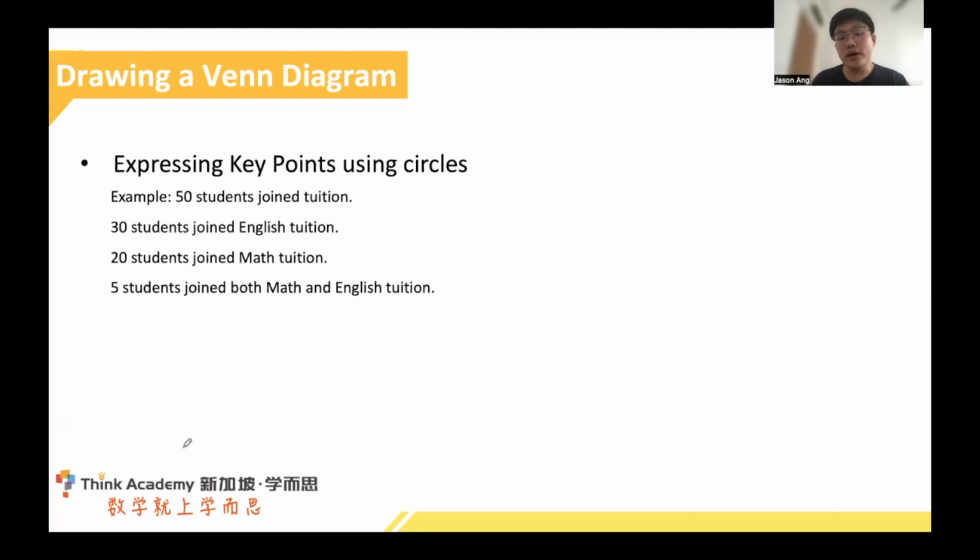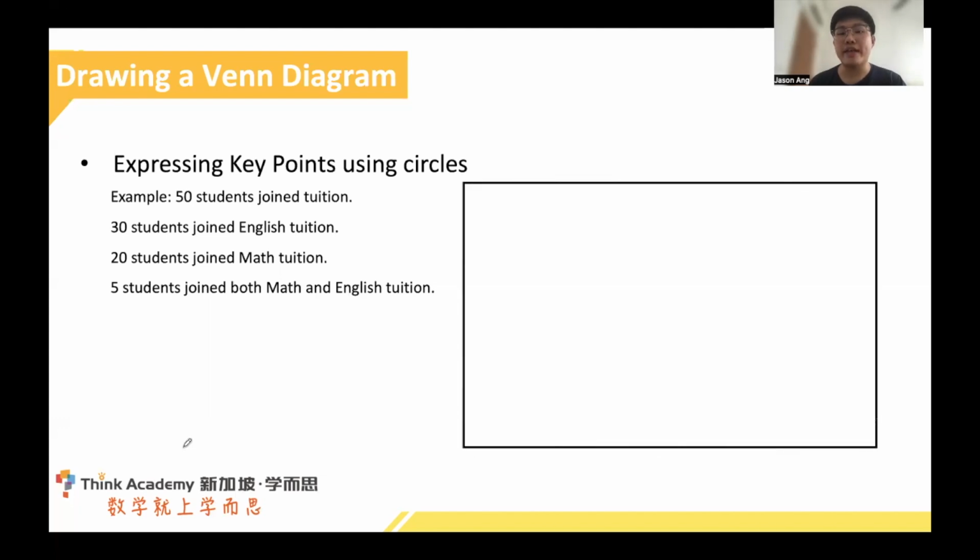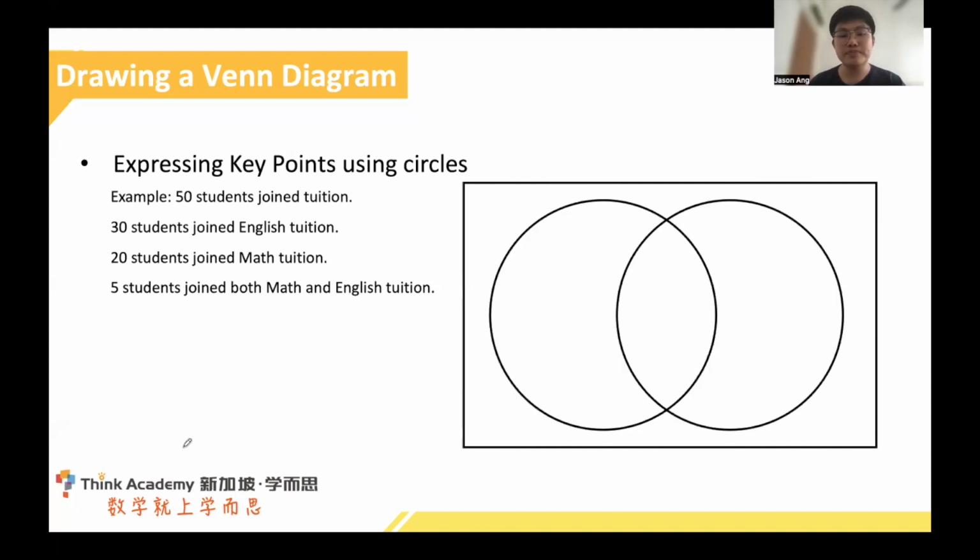Now, probably this question is still going to be easy for many of us to observe. But if the question gets more complicated and there are more things being factored in, it's going to be a little bit harder to do. So in this case, we can draw a Venn diagram to explain. This rectangle consists of all 50 students that joined the tuition. But not all of them join all types of tuition. Some of them only join English. Some of them join only math.